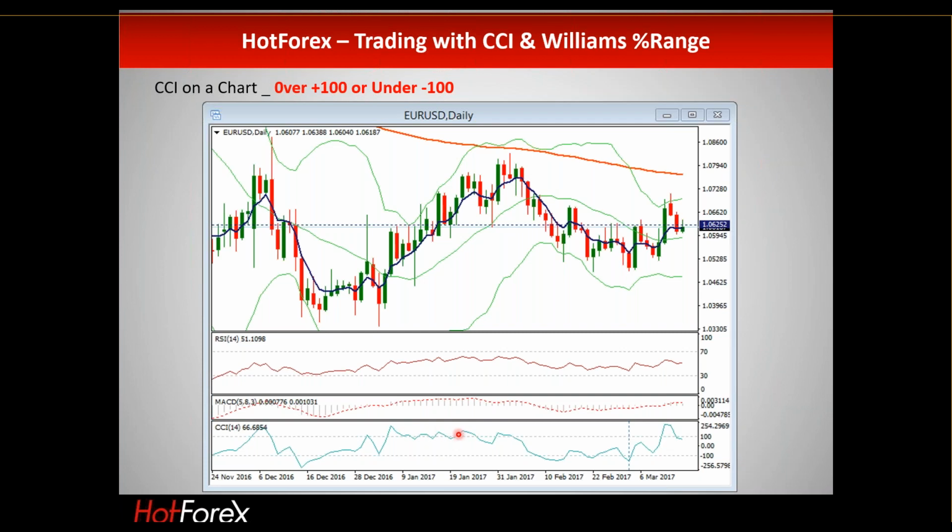Over the first few weeks of January, we're overbought according to the CCI here, but we're not going down, we're still going up. So the moving average here, if you're trading this 50 period, the blue line, would have kept you in that one, the 20 period as well. So the CCI hasn't really helped us there, has it?